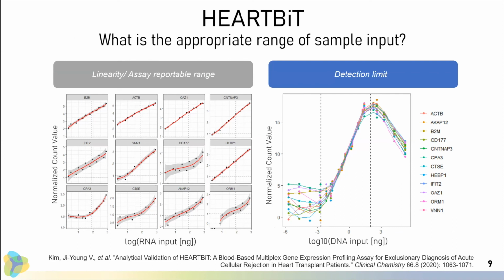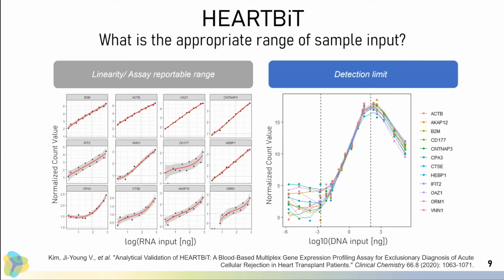So here, on the left is each gene's linear range, which is the range of concentration where the signals are directly proportional to the concentration of the biomarker in the sample. And you can see that it's not the same for all 9 genes. So it would be important to pick a sample input where all 9 genes show this type of linear behavior. And here I'm showing 12 genes instead of 9, and that's because the HEARTBEAT panel includes 3 housekeeping genes that we use to normalize the other genes.